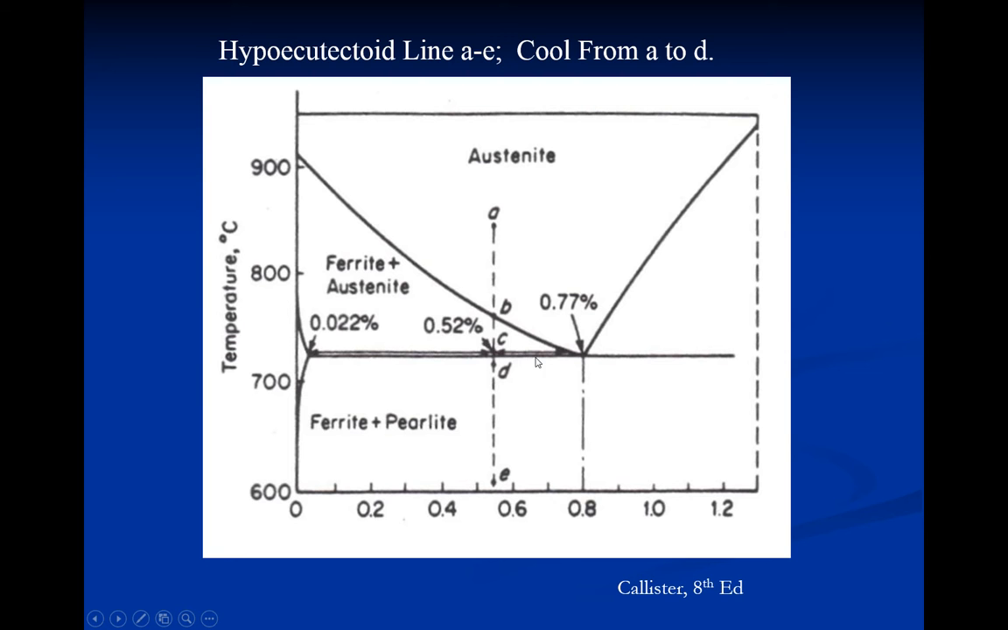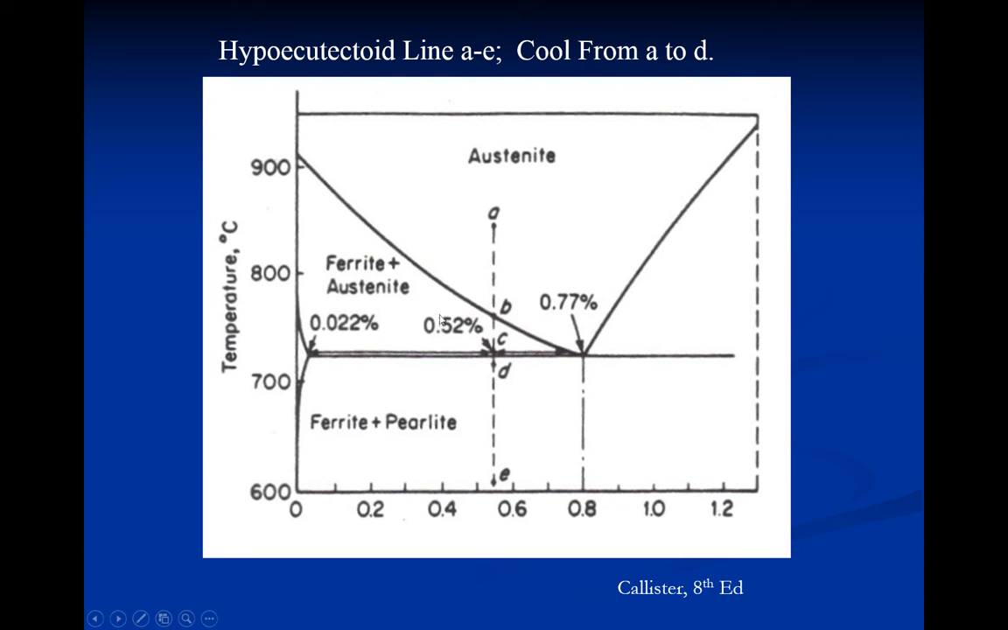And at this point, the total length of this line is 0.77 minus 0.022, so it's about 0.75. If this point is at 0.52 minus 0.022, then this length is 0.5 and this length is 0.25. So the fraction that is converted to ferrite is the opposite, 0.25, divided by the total, 0.75, or we've made about 1/3 of the material at point C that's turned into ferrite.